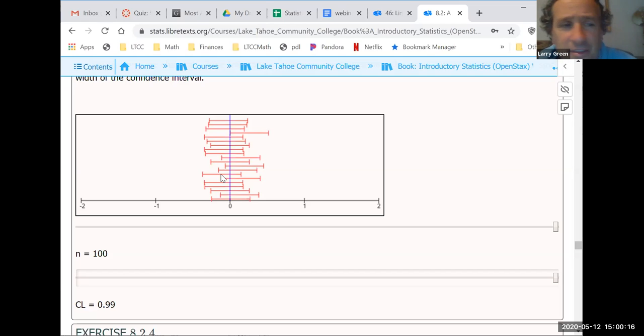So any questions on this idea of the confidence level versus the confidence interval, the sample size, and the margin of error? Any questions on this?